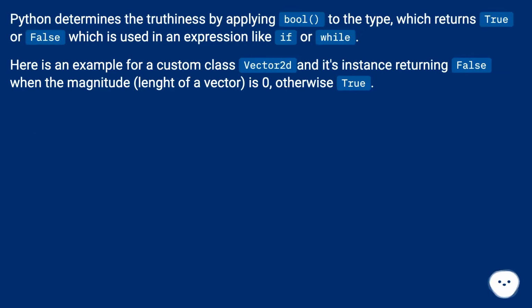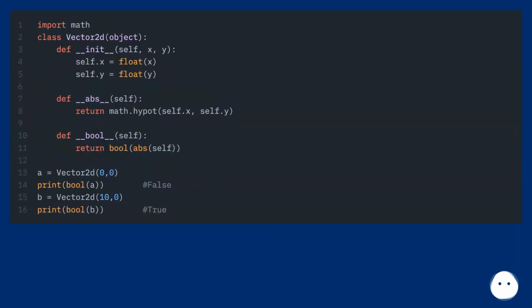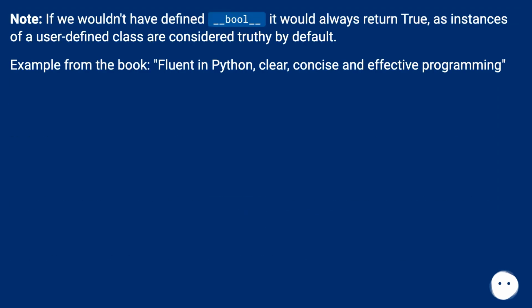Python determines the truthiness by applying bool() to the type, which returns True or False, which is used in an expression like if or while. Here is an example for a custom class Vector2d. Its instance returns False when the magnitude, the length of a vector, is 0, otherwise True. Note, if we wouldn't have defined __bool__, it would always return True, as instances of a user-defined class are considered truthy by default. Example from the book Fluent Python: Clear, Concise, and Effective Programming.